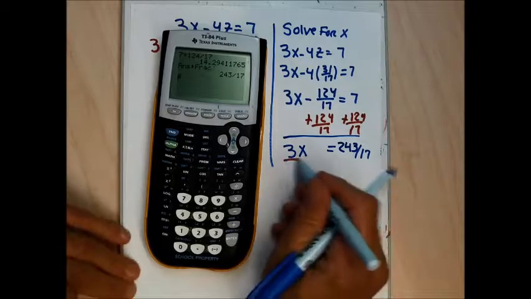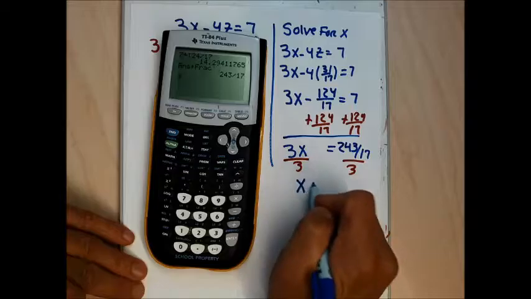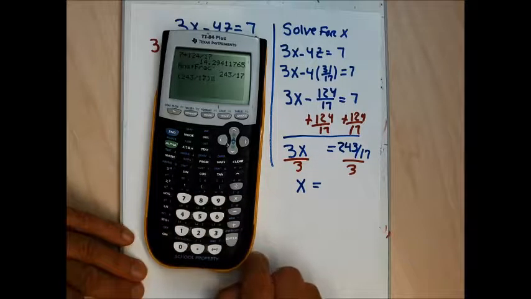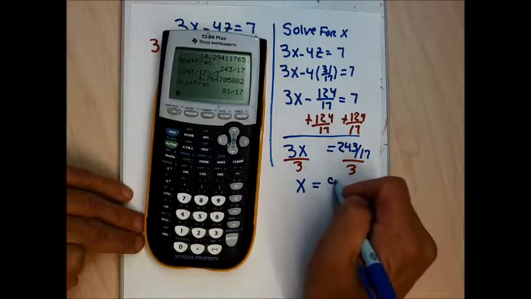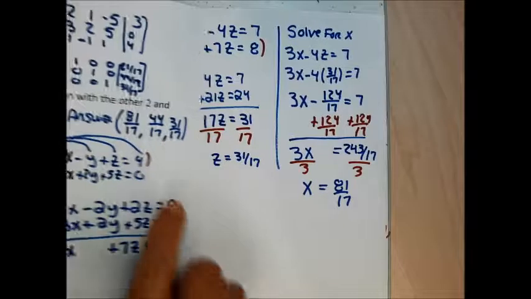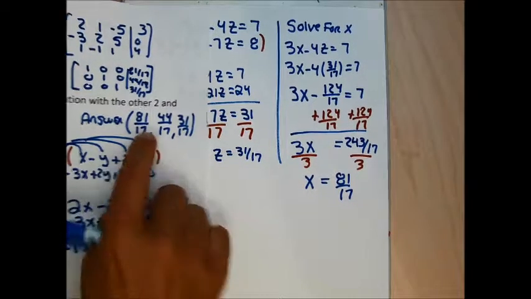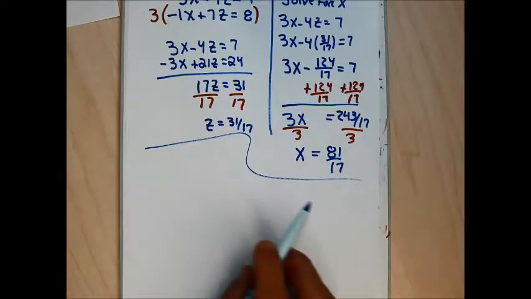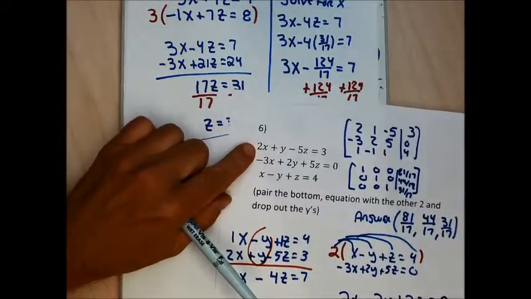Now I'm going to divide both sides by 3. On the left side, I'm going to get an x. On the right side, I'm going to do 243 divided by 17 in a parentheses, divided by 3. Math, enter, enter, and get x equals 81 over 17. This is good. I see z equal to 31 over 17, x equal to 81 over 17, matches up with my answer perfectly. Done with the second step. Now I need to solve for y. I can pick any equation that has a y. I like that equation because the y is really nice.